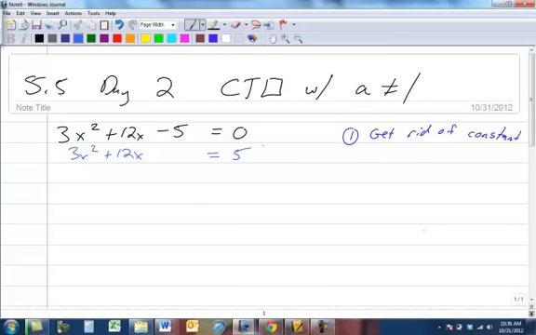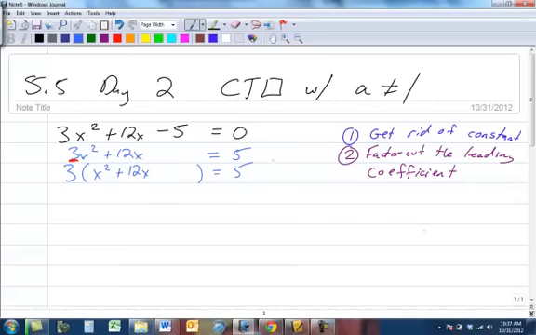All right, now, step 2 is what you were waiting on yesterday. Step 2 is factor out the leading coefficient. Now, this is not the GCF. Right here we have 3x squared plus 12x. We're not going to pull the x out. The only thing that's going to leave is the 3, the leading coefficient. So, a 3 comes out. We're left with x squared plus 12x. Leave a space, equals 5.